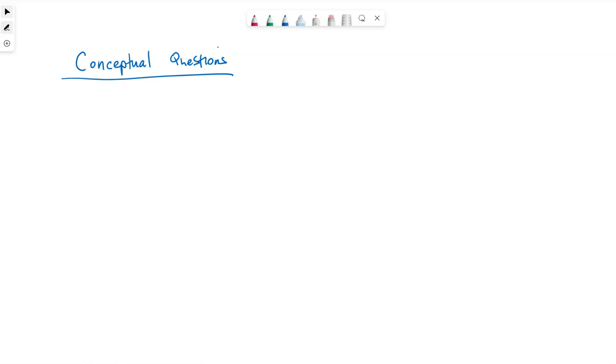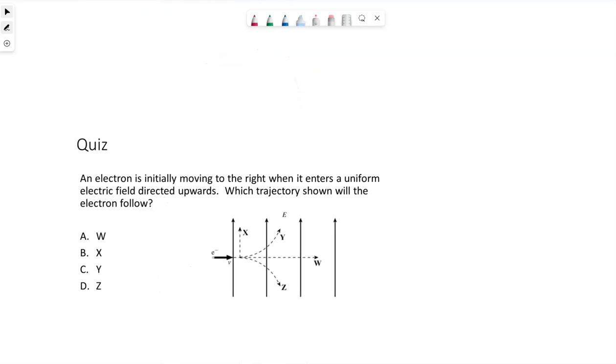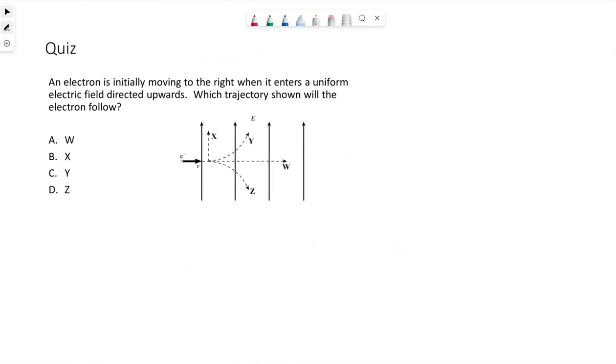All right, we're going to go through a few conceptual questions that are involving, in some way, motion in an electric field. So some sort of charge or combination of charge, and looking at some aspect of motion. So as usual, answer the question on your own first and check your answer. So here is our first question.